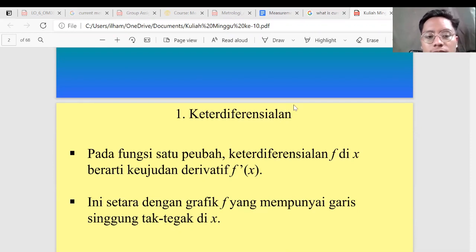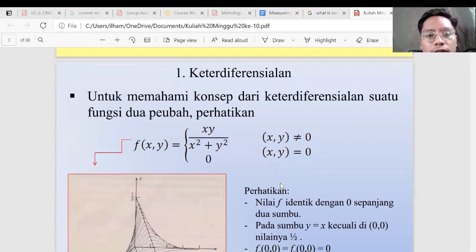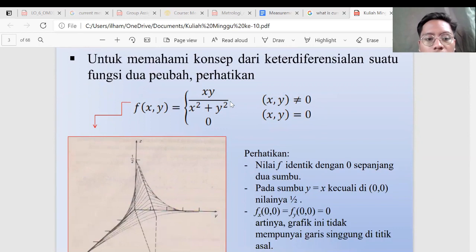Differential of a function of one variable, differentiable f in x, means the existence of the derivative f'(x). This is equal to the graph of f having a tangent line that is not asymmetric in x.